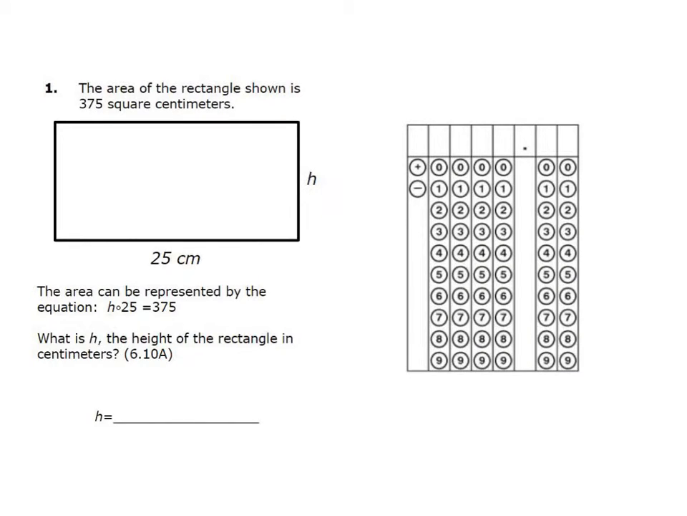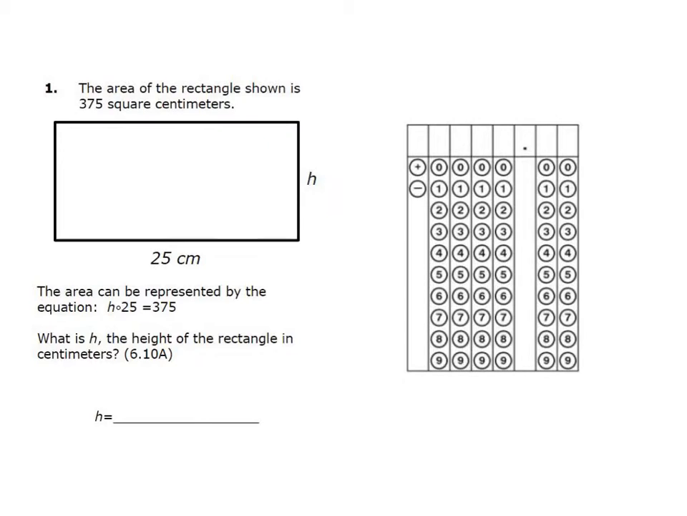So here's number one. The area of the triangle shown is 375 square centimeters. And they gave you a picture, but in reality, you really don't need a picture. It says the area can be represented by the equation h times 25 equals 375. What is h? The height of the rectangle in centimeters. So because this is a multiplication equation, then the inverse operation would be division.